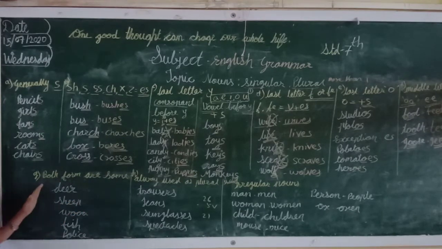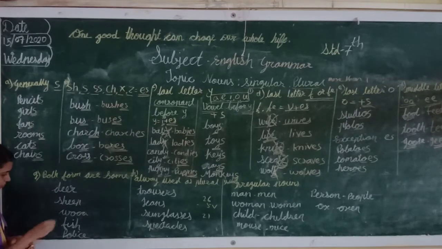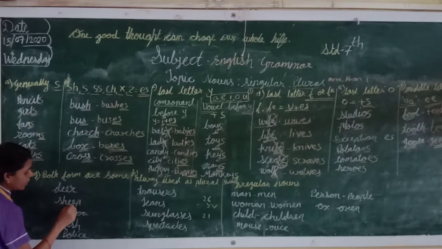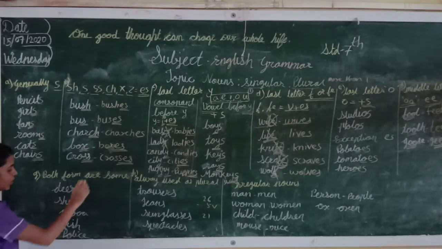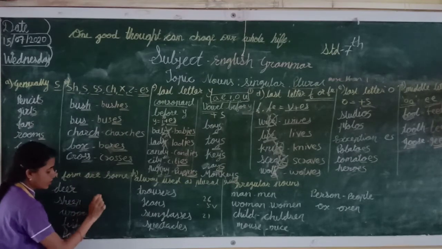So students, we can't apply the same rule in these words. So you have to remember these words. Sheep. Sheep, not ship. Double E. Sheep. In singular also sheep, and in plural also sheep. We are not joining S here.